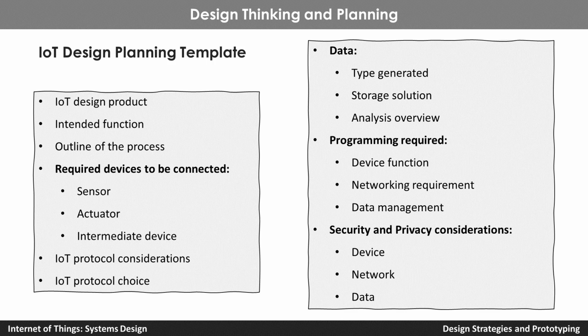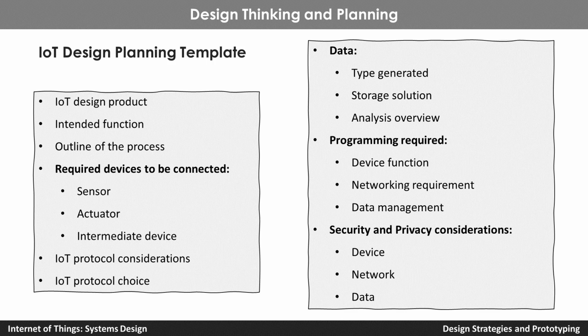Then you think about IoT protocols, protocol choices. Then what kind of data it is going to generate, where it is going to be stored, who is going to analyze, and what kind of information you are going to extract. Then you need to think about programming requirements. So what is the device function, networking requirements, data management. Then you are looking into security and privacy. You need to look at the security and privacy of the devices, the network, and the data you collect. Does the data you collect violate any privacy, or does it accidentally capture any private information?